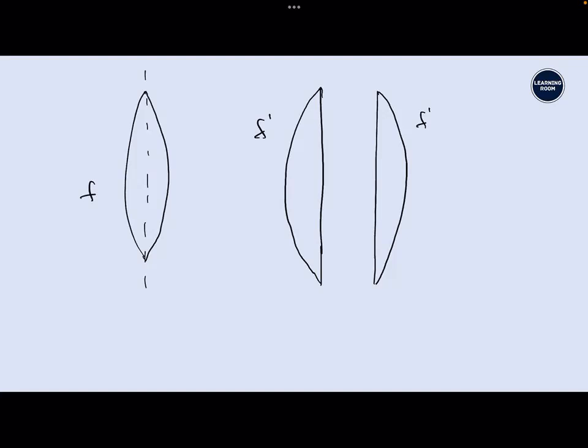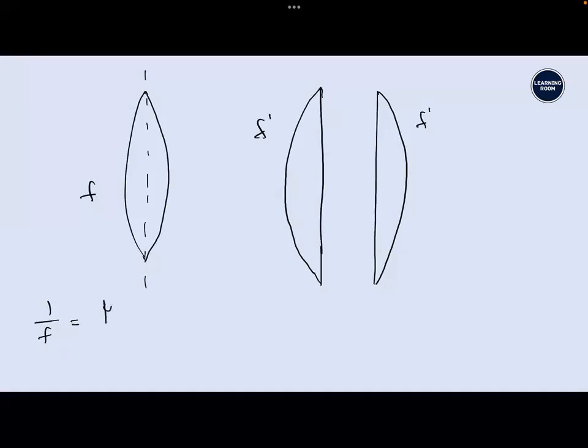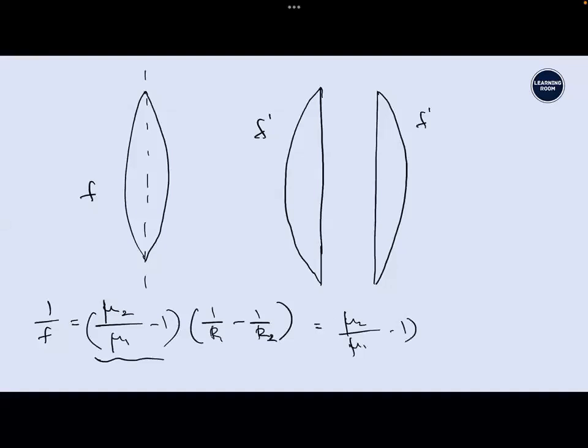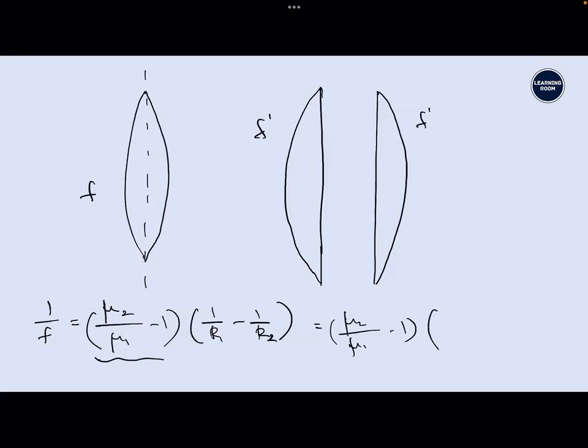I'll do for the LHS part. 1 by f is equal to... So this is what you are supposed to write, no? This derivation. I hope everybody knows the formula. What is it? Mu2 by mu1 minus 1 into 1 by r1 minus 1 by r2. Is that right? Okay. So what is mu2 by mu1 minus 1 into 1 by r1 minus 1 by r2? I told you in the previous class it is 2 by r.